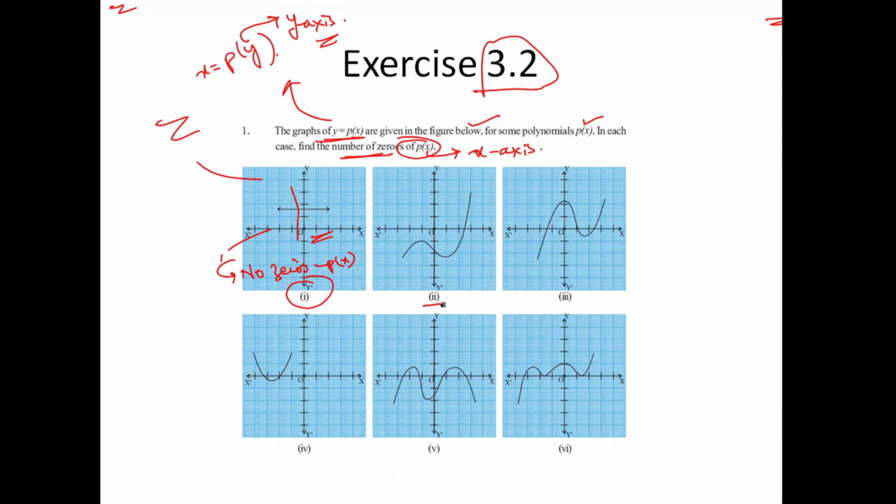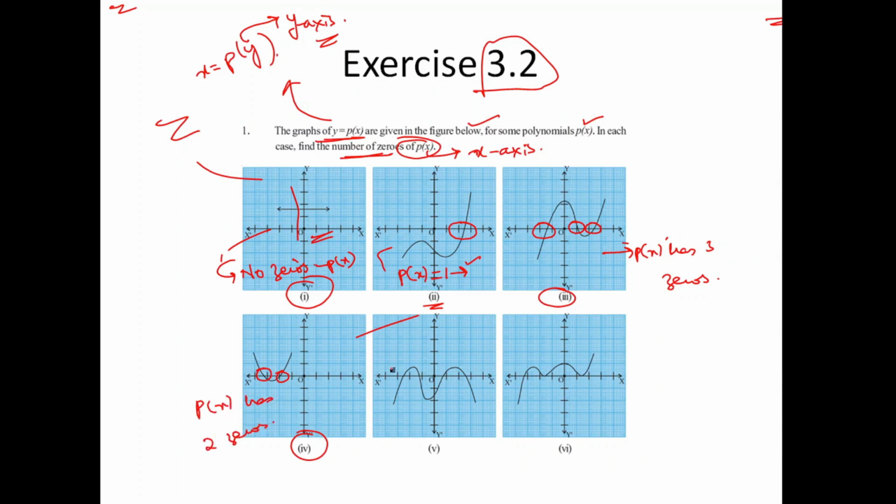If you're looking at the second one, on the x-axis it is touching at only 1 point. So the number of zeros for p of x is 1. If you are looking at the next one, the number of points where it meets the x-axis is 1, 2, and 3. Here, p of x has 3 zeros. Now the fourth one is intersecting at 2 points, so p of x has 2 zeros.